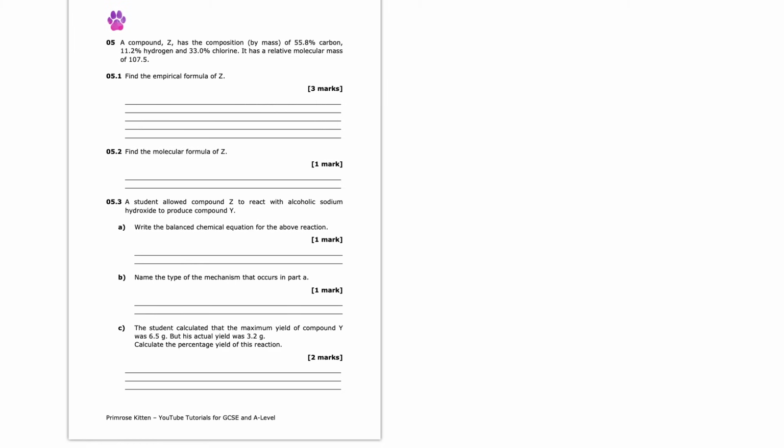So here we've got a nice empirical formula question, always a popular question. First, we need to just find the empirical formula of this Z, which we know has a composition of 55.8% carbon, 11.2% hydrogen, and 33.0% chlorine.